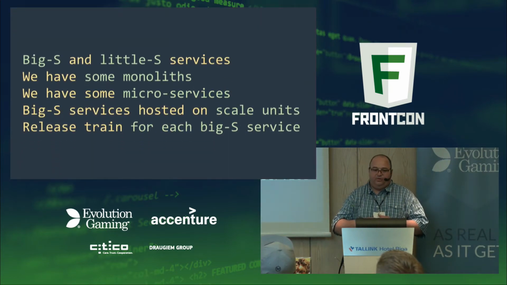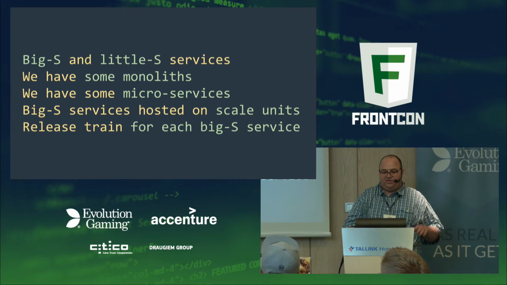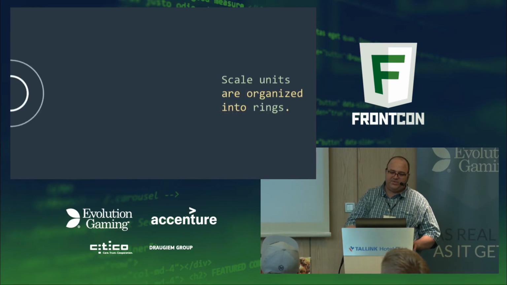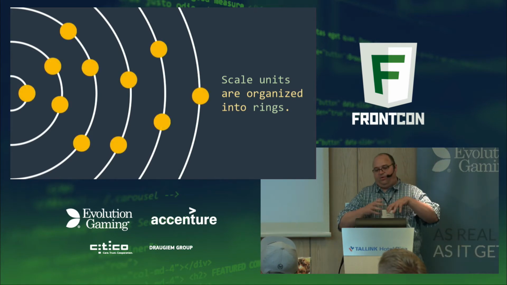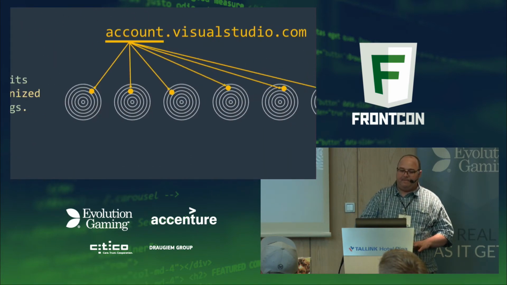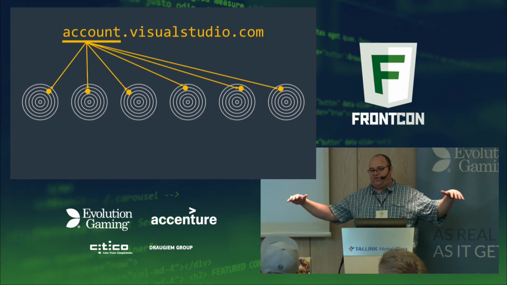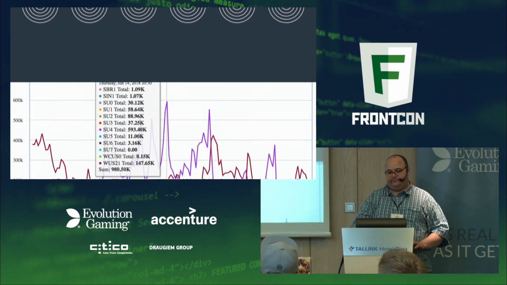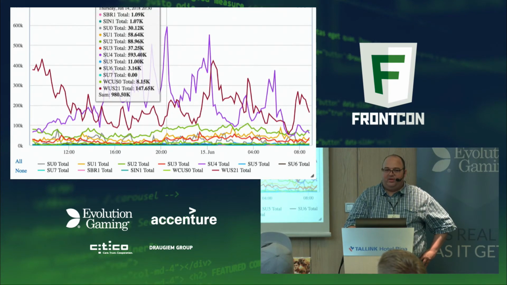From an architectural point of view, the service is broken up into big S and little s services. We do have some monolithic code and we have some microservices. And we deploy these things onto scale units. The easiest way to think of a scale unit is a physical deployment of the infrastructure, and they're organized into rings, and we deploy out through those rings to help control our risk. And so if you think of a VSTS account, it's actually a combination of services deployed on scale units that go in to make that one logical account. This is an example of the telemetry that we use when we're doing deployment, just to keep an eye on how the service is operating and whether we've got any issues.